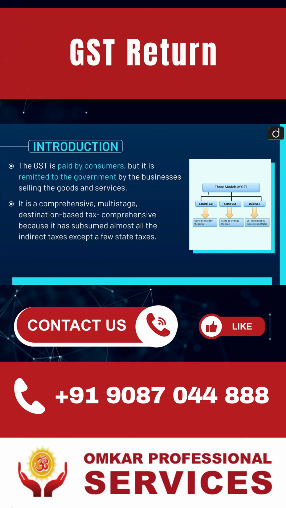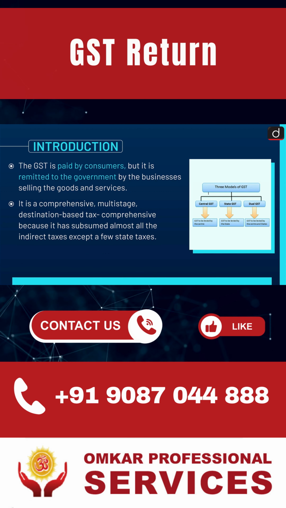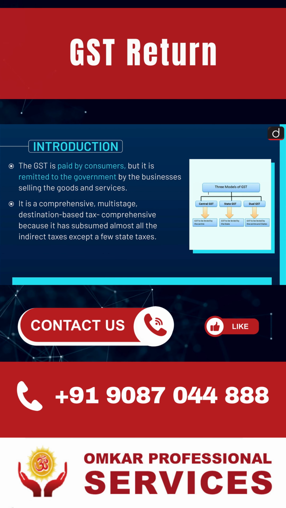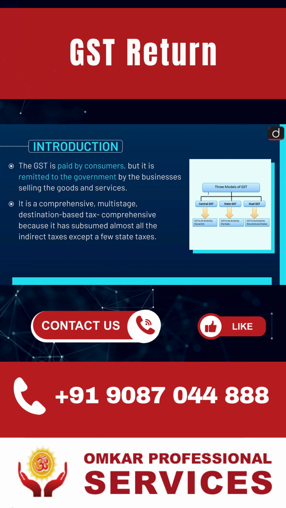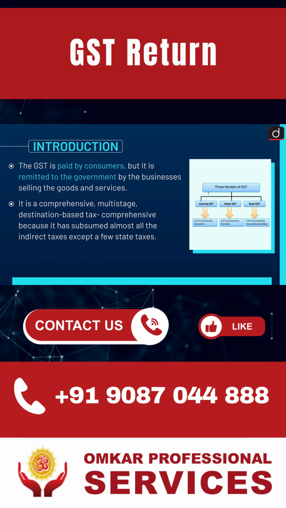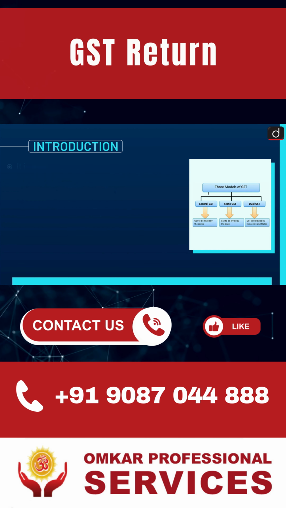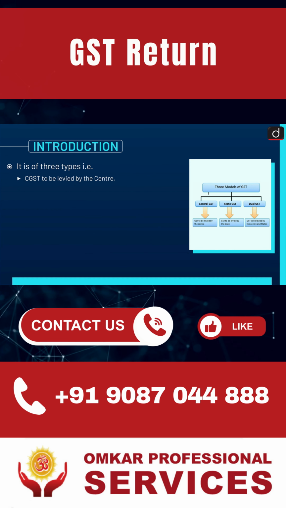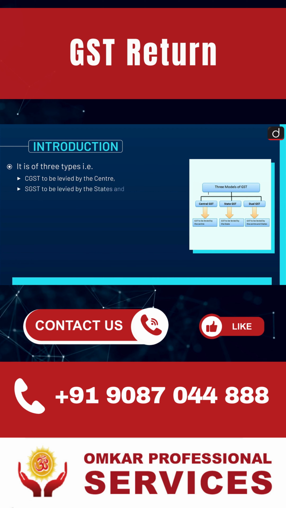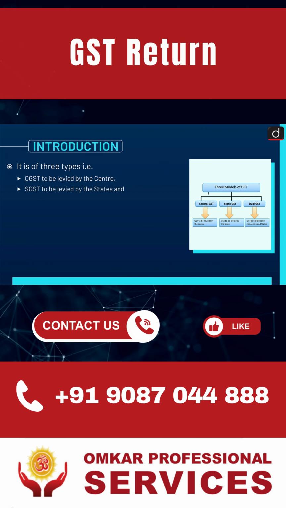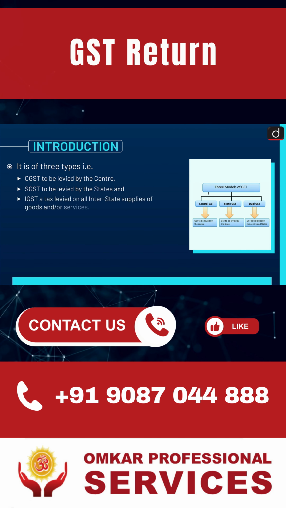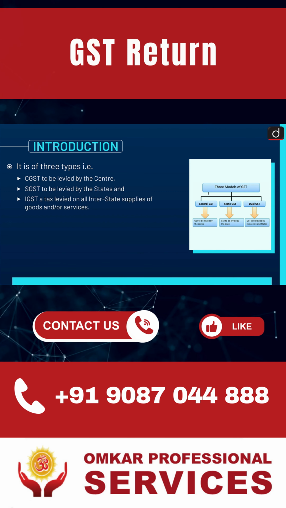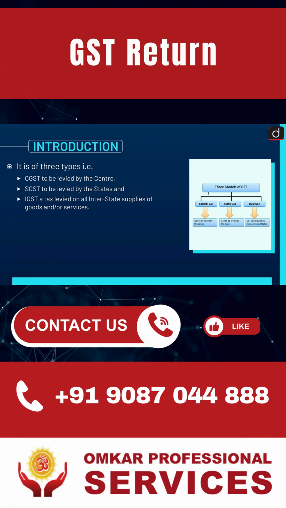It is a comprehensive multi-stage destination-based tax, comprehensive because it has subsumed almost all the indirect taxes except a few state taxes. It is of three types. First is CGST, to be levied by the centre, SGST, to be levied by the states, and IGST, a tax levied on all interstate supplies of goods and or services.